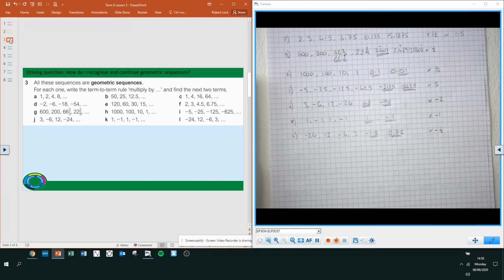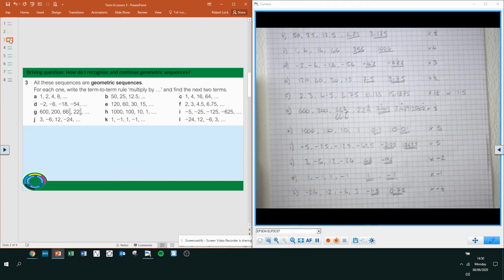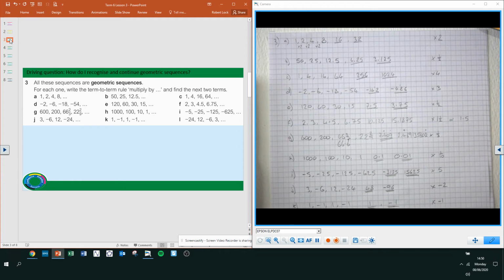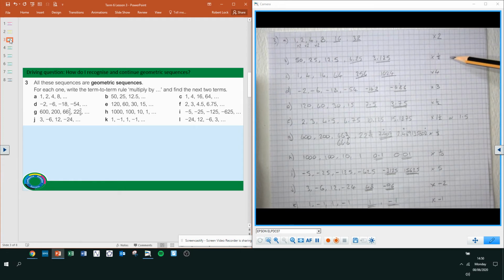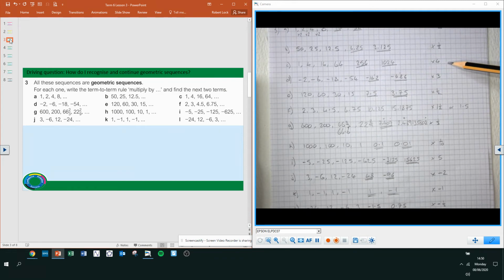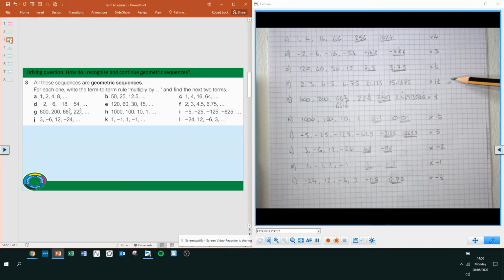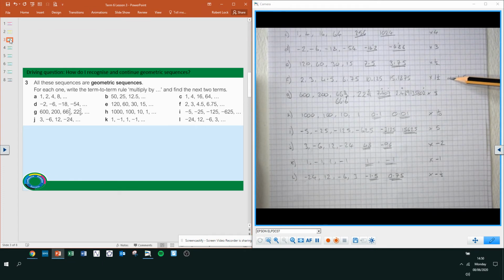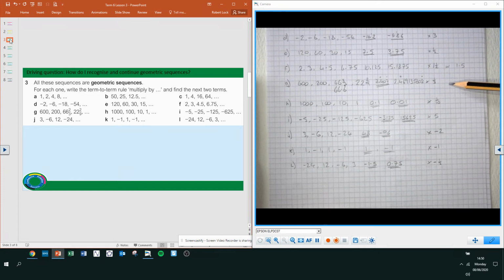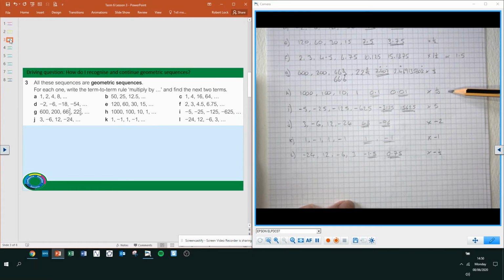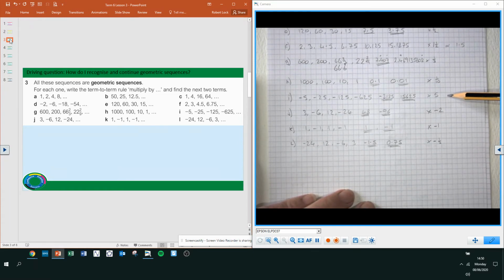Quite long-winded, but very, very much needed. So, first one was times by 2, B times by a half, C times by 4, D times by 3, E times by a half, F times by 1.5, G times by a third, H times by 1/10, I times by 5, J times by minus 2, K times by minus 1, and L times by a half. Every single one was multiplied by.